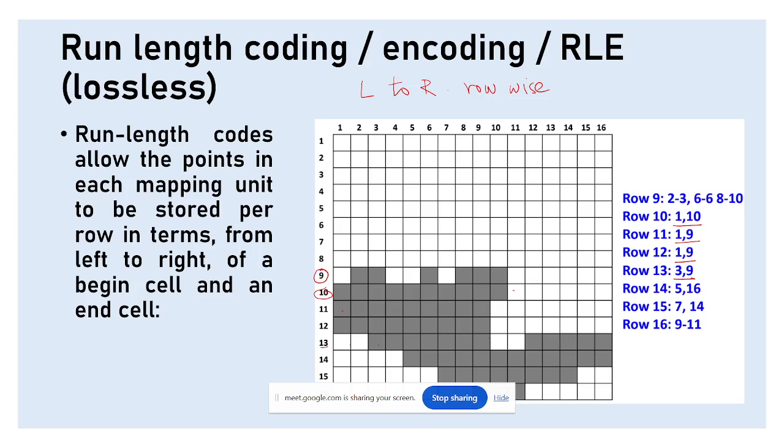And in row 14, we have to account for this also. They have not written it here, but this is 3 to 9 and then 12 to 16 is also there. Then in row 14 we have 5 to 16, and in row 15 we have from 7 to 14, and in row 16 it is from 9 to 11. So that is how you have to account for the dark area when you're doing the run length coding. We are just assigning the positions.